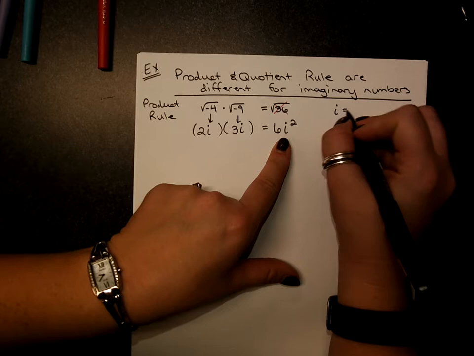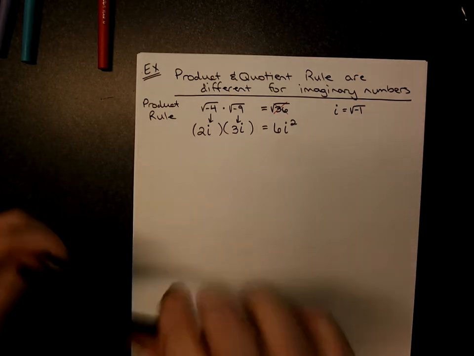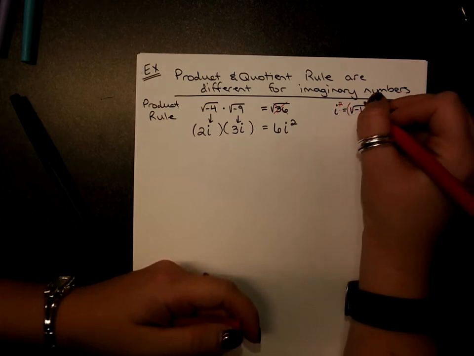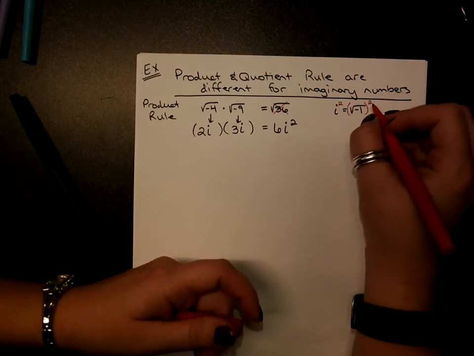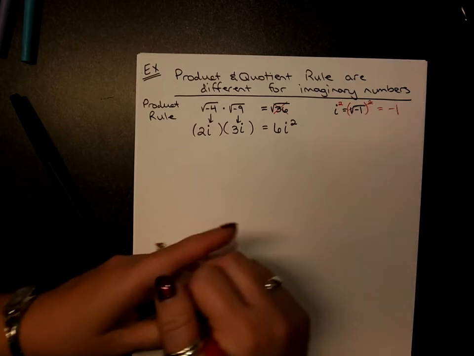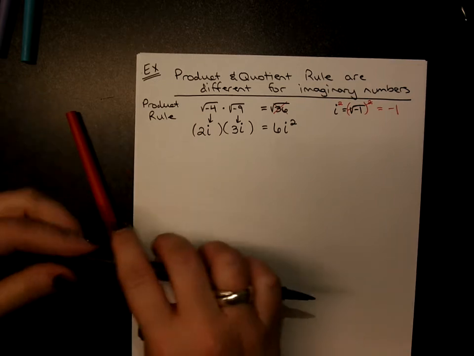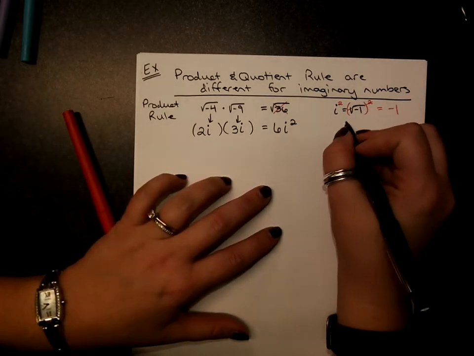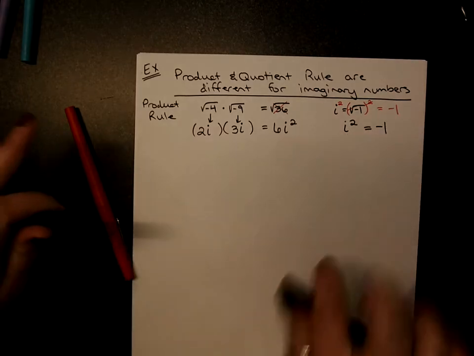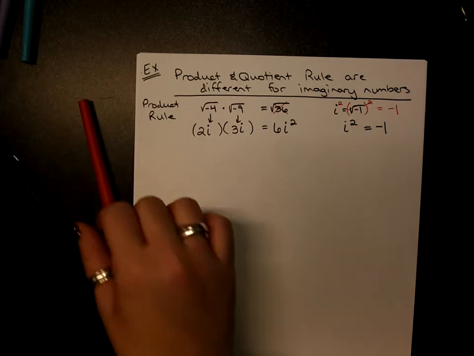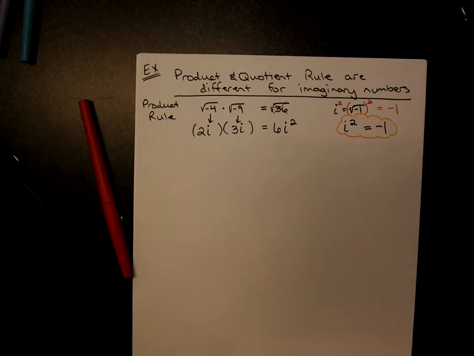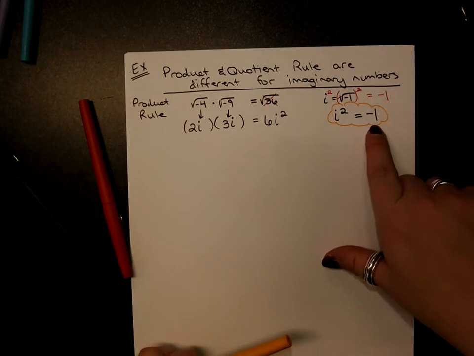We know that i is the square root of negative 1. So if I take i and square it, we know that a square cancels a square root, and you just get negative 1. So this is another very important piece to remember about imaginary numbers. i squared is always just negative 1. No more radical, just negative 1. And that's another very important piece of information to remember. You can put a star by that. Anytime you see i squared, you can change it to negative 1.